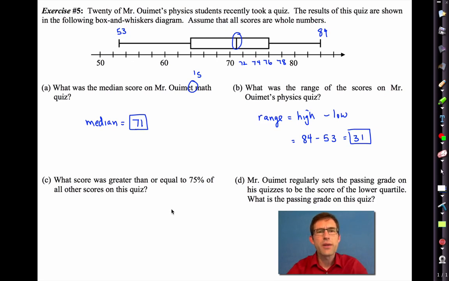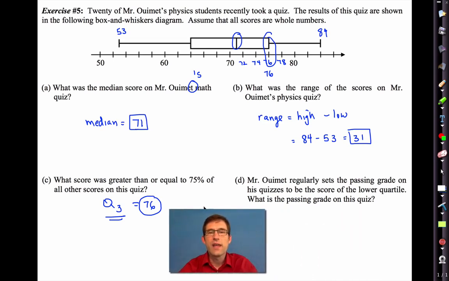Now, letter C was probably the most confusing of them all. What score was greater than or equal to 75% of all other scores on this quiz? Well, that's the third quartile. All right, the third quartile value sits at that 75% mark, and that's right here. Whoops, I just ran through it. That's a 76. Again, it's a physics quiz. It's tough.